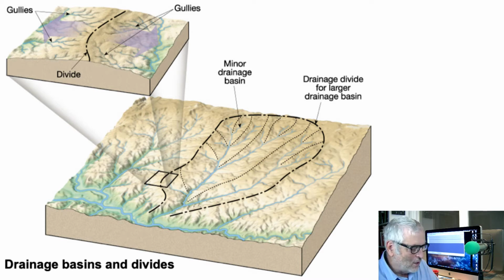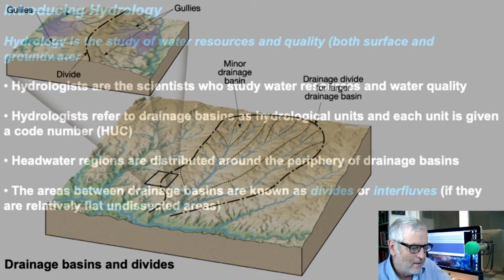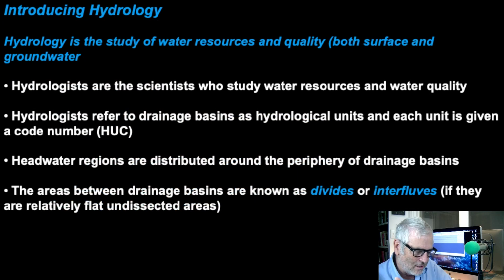Really what we're talking about here is the ability for water to collect in these drainage basins, and then for scientists to be able to monitor it and to understand it. In fact, that's the study of hydrology. Hydrology is the study of water resources and water quality. It's both the subsurface and the groundwater hydrology that we're talking about here. The hydrologists are the people who actually study that sort of thing.